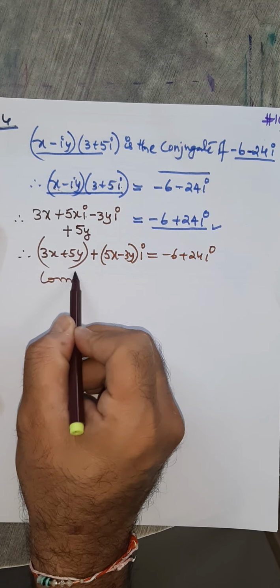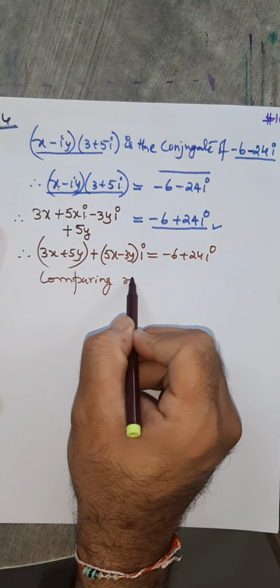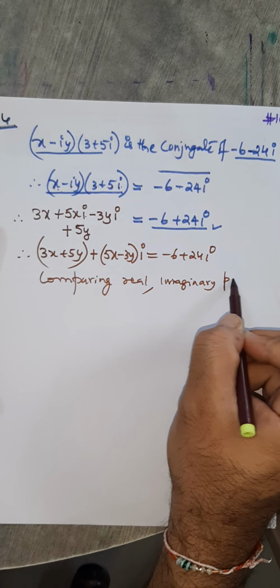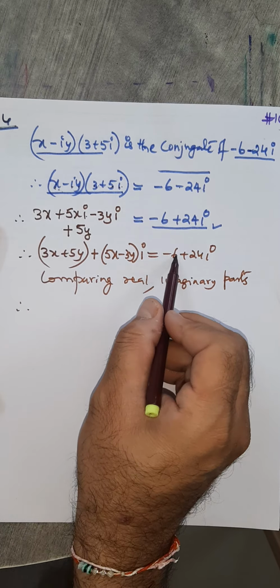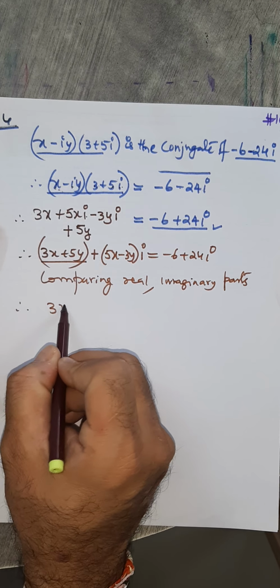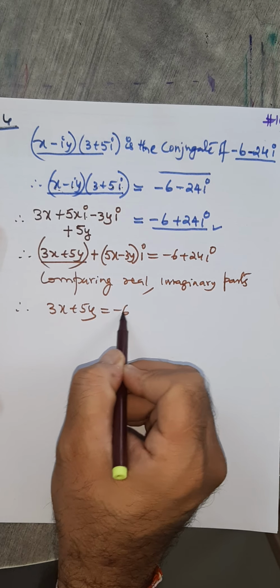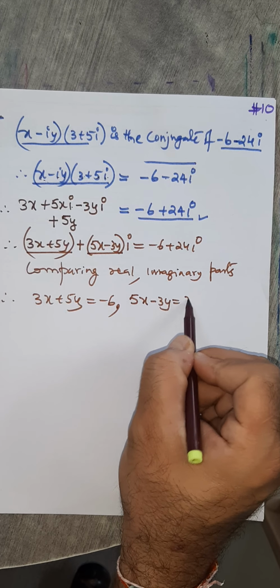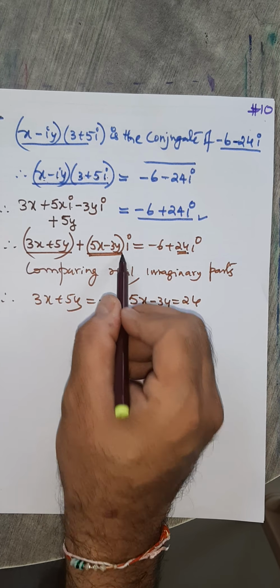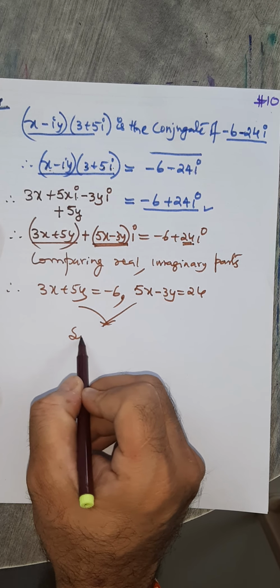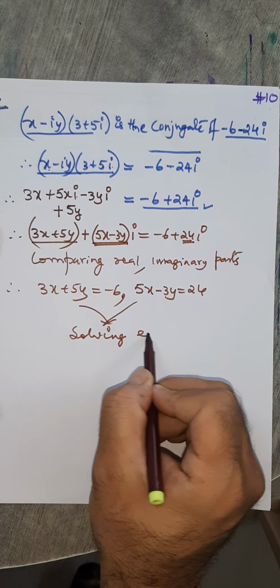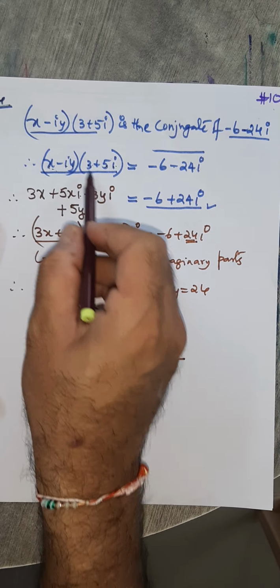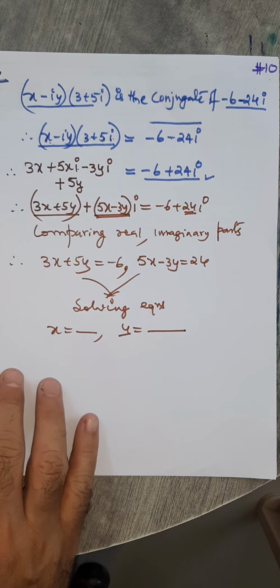Now comparing real and imaginary parts. We compare the real and imaginary parts. What's the real part here? Minus 6. Here you have this 3x plus 5y equals to minus 6. What about this? 5x minus 3y equals to 24. Here imaginary part is 24. Now solve these two equations by elimination method. So you'll get here x and y. Important one was this part, just express in a plus ib form.